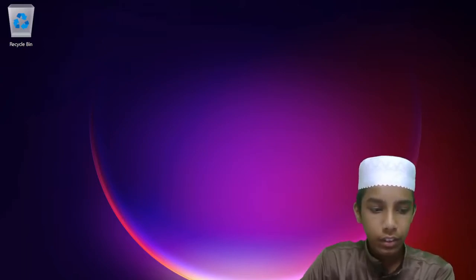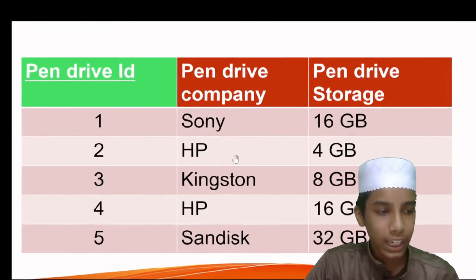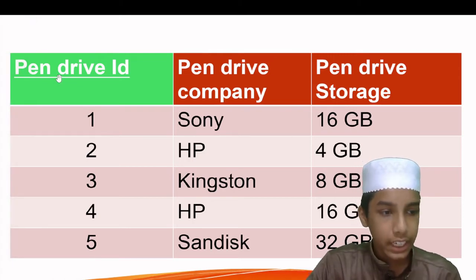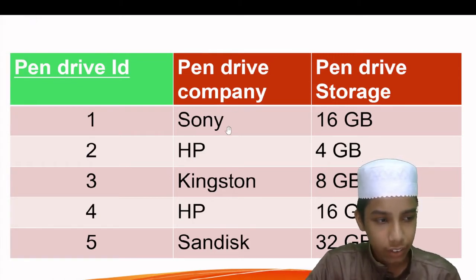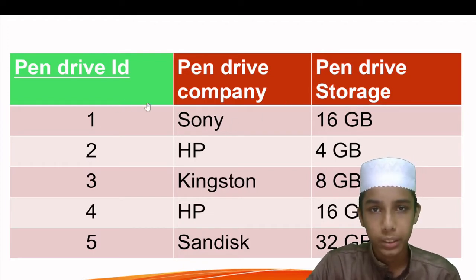So from the few tutorials, in those tutorials I have used this table for explaining the SQL, which covers pen drive ID, pen drive company and the pen drive storage, and it has 3 columns and 6 rows.